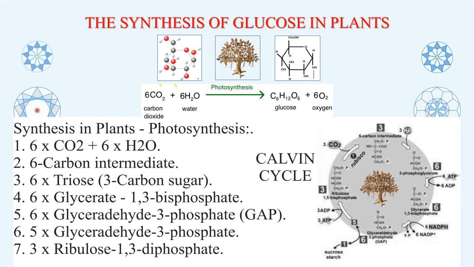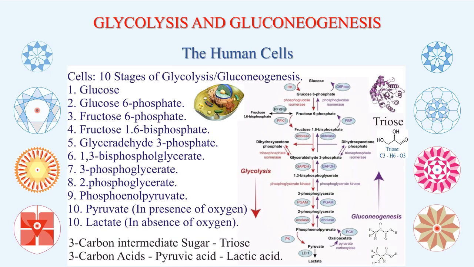Now, from the plant kingdom we have flown to the animal kingdom, and for the consumption of animal cells it is glucose plus oxygen. The next step is glycolysis and gluconeogenesis. Glycolysis means breakdown of glucose to form energy, and gluconeogenesis is from energy back to the formation of glucose, which takes place within the human cells simultaneously. Incidentally, this also has 10 stages of glycolysis and 10 stages of gluconeogenesis.